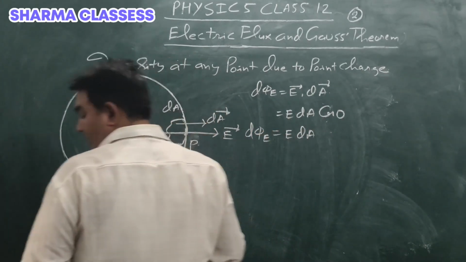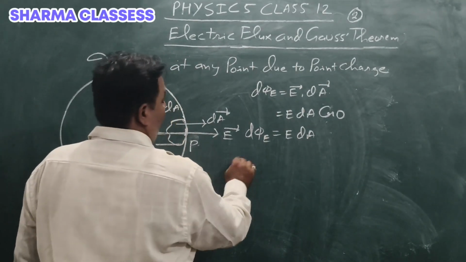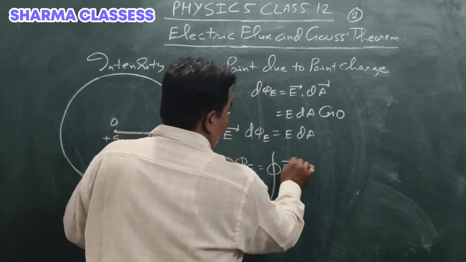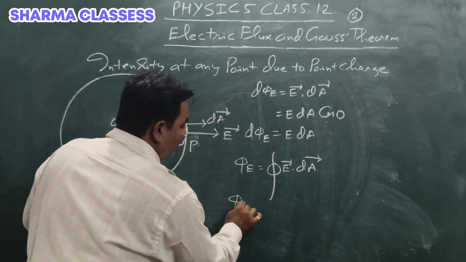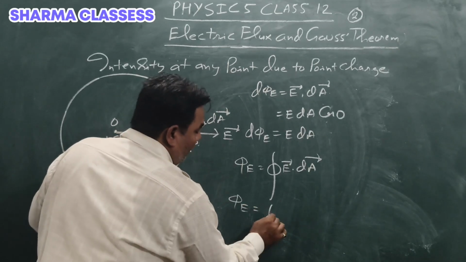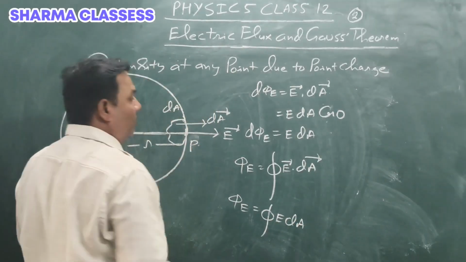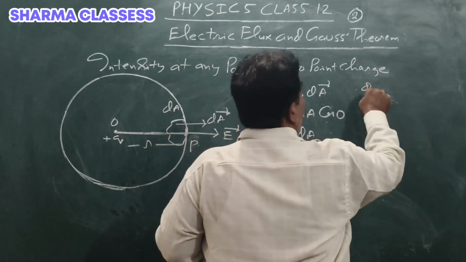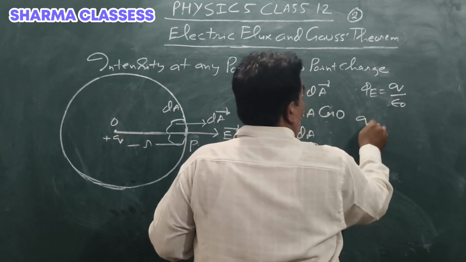Now the electric flux passing through the whole closed surface. Phi, according to Gauss theorem, is the integration of E dot dA. Putting the value of E dot dA, phi is equal to integration of E dA. Now we know that the electric flux passing through the closed surface is Q upon epsilon naught. So we put phi is equal to Q upon epsilon naught according to Gauss theorem.